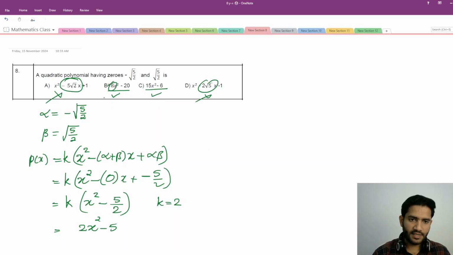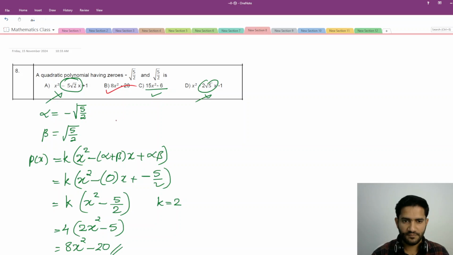Again look at here, 8x square minus 20. 8 means if you are multiplying with k equal to 4. If you are multiplying with 4, what will happen? Here I'm just multiplying with 4. It will be 8x square minus 20. That means k is equal to 8. So 8x square minus 20, it is there in the option. That means this is the final answer. So it is related to the options. We can create so many polynomials by multiplying a constant. So here, this is the final answer, 8x square minus 20.